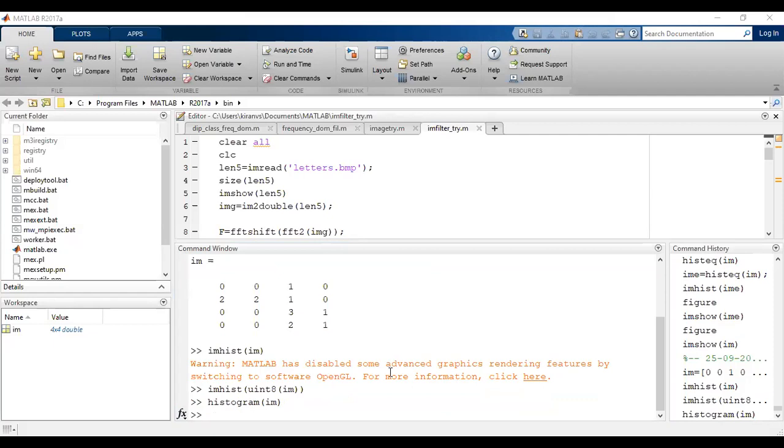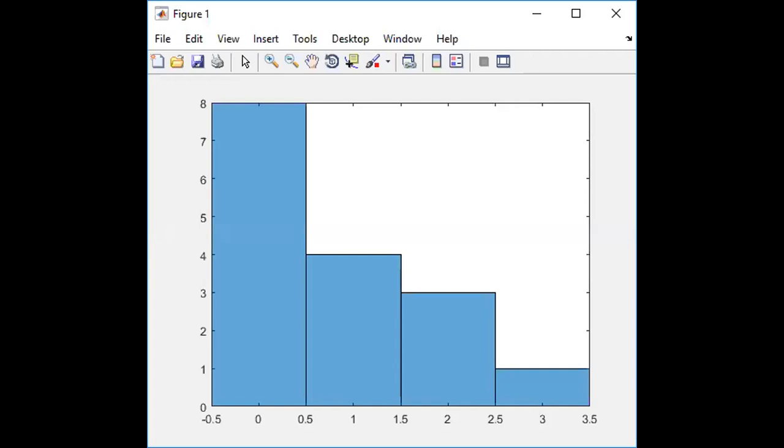Now can you see this histogram here? I used imhist only for images where the data type is unsigned integer. Histogram is for any kind of data. Now let me equalize this particular thing. HISTEQ is the command.